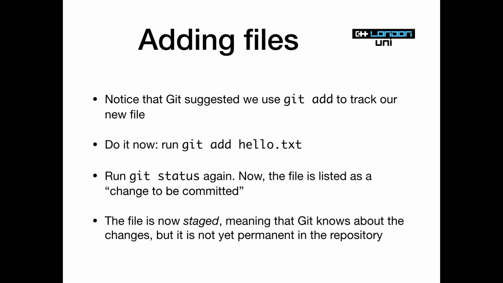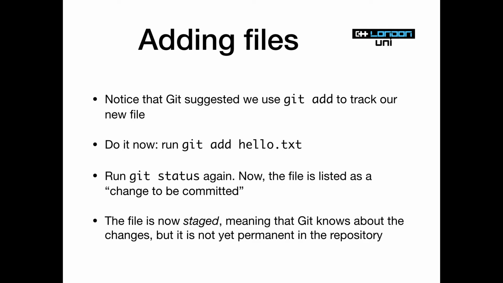So having done this, having run git add on our changed file, in this case the change was creating the file in the first place, we have staged the change, in the terminology. It means that we've told Git that we want this change to be part of our next commit. But it hasn't been committed yet. It's not yet part of our repository. It's a staged change.